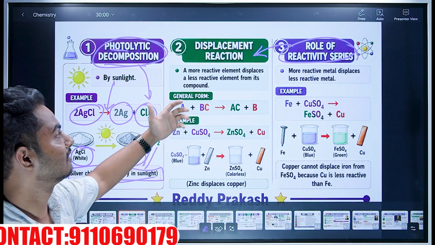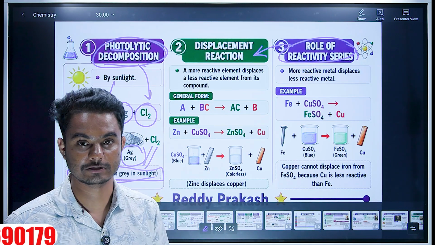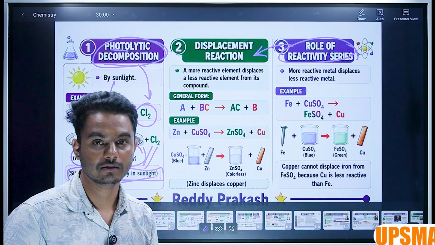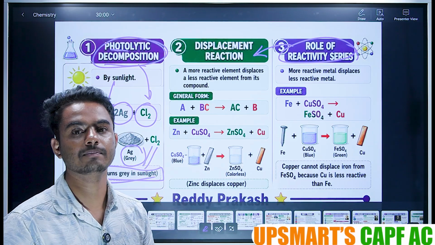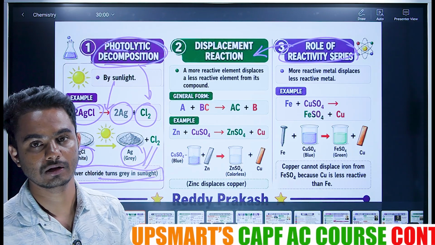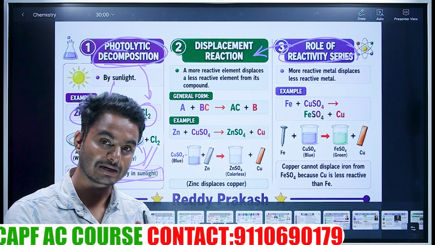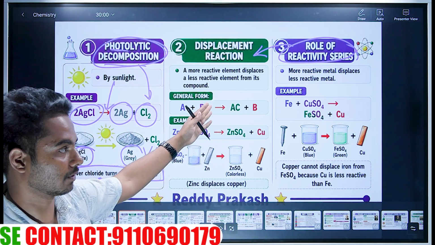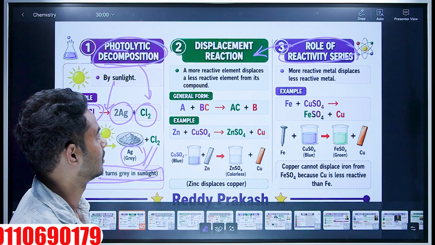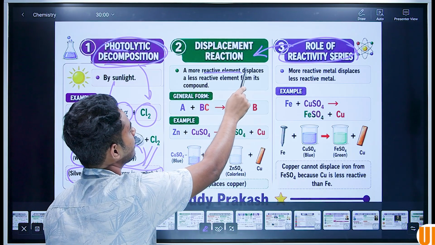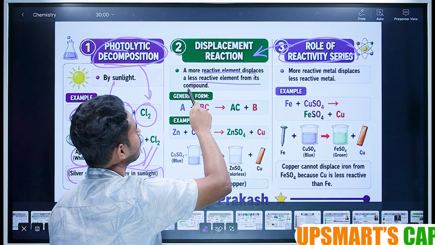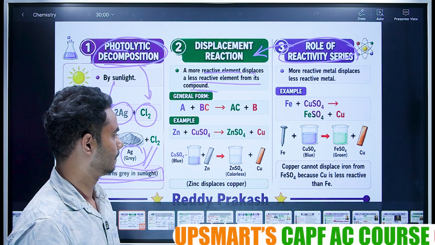Next is displacement reaction. I told you what a displacement reaction is. A reactant displaces the other reactant's partner, that is a displacement reaction. If both the partners are replaced, then it is called a double displacement reaction. We'll understand what this displacement reaction is. A more reactive element displaces a less reactive element to form its compound. I told you.